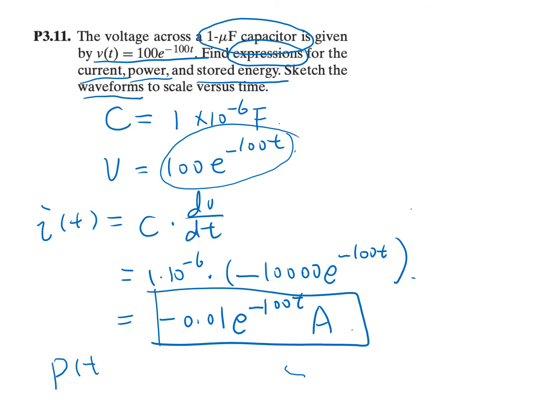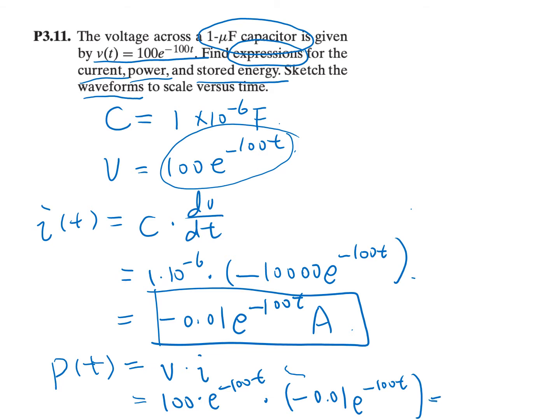To calculate the power, we use the standard formula that's P is equal to V times I. We know the expression for V and the expression for I. We simply multiply them together. So that's 100 e to the negative 100t times negative 0.01 e to the negative 100t, and multiply this out and simplify it, you get negative e to the negative 200t watts.